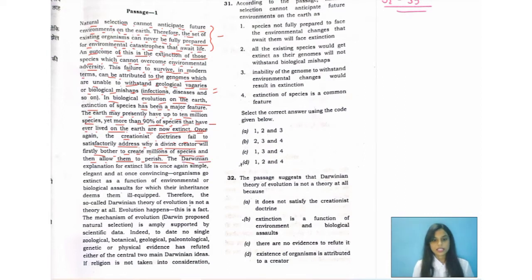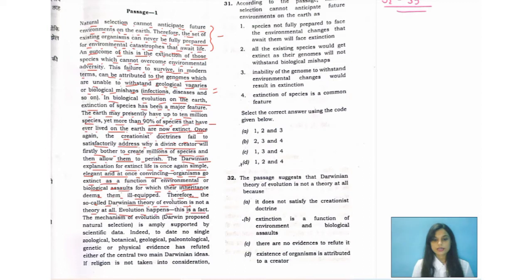The Darwinian explanation for extinct life is once again simple, elegant, and at once convincing. So they are talking about Darwin's theory of origin. Organisms go extinct as a function of environmental or biological assaults for which their inheritance deems them ill equipped. Therefore, the so called Darwinian theory of evolution is not a theory at all. So basically, why are species going away? Because they are not able to withstand the external things, their bodies are not ready to accept those things, and that's why they perish. Even the next generations are not able to withstand those.